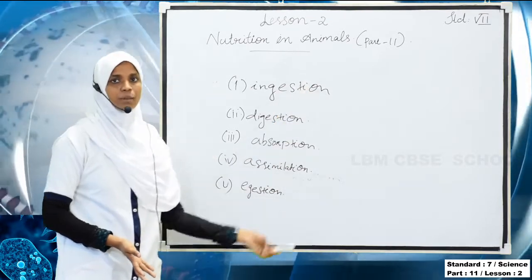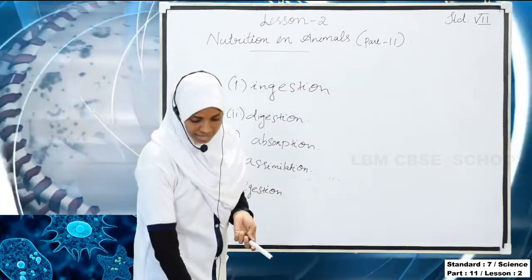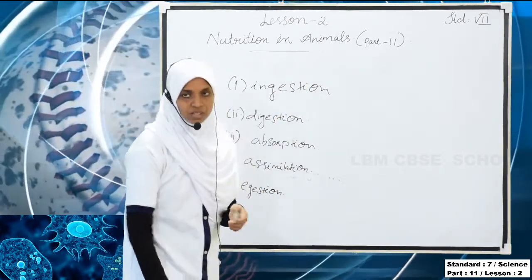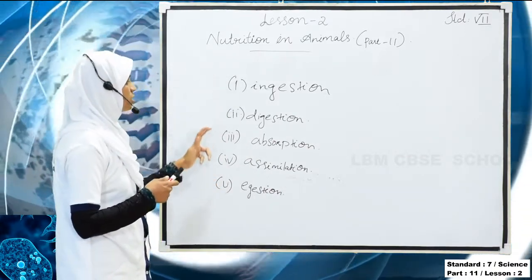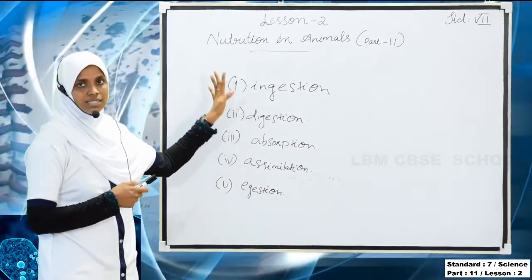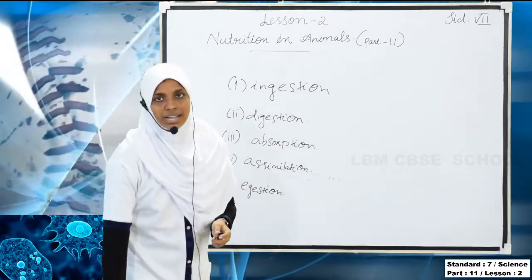So these are the different processes involved in our digestion. What are the processes? Ingestion, digestion, absorption, assimilation and ejection. These are the different processes involved in the digestive system.